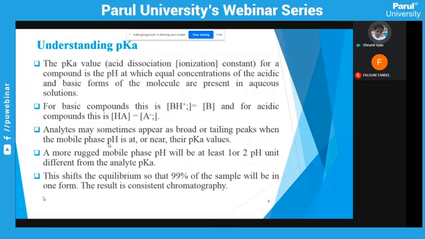So nowadays it is very easy to know the pKa of a compound. How can we know? Google Baba ki jai, right? So Google makes our life so easy. Everything is available in one click.